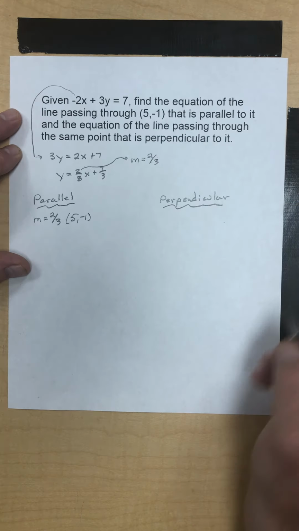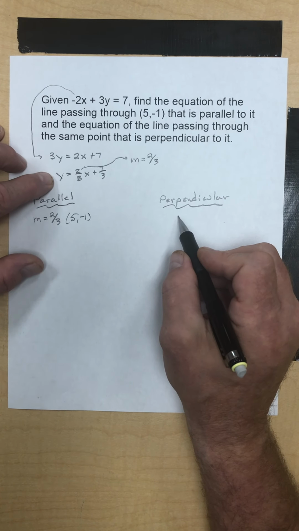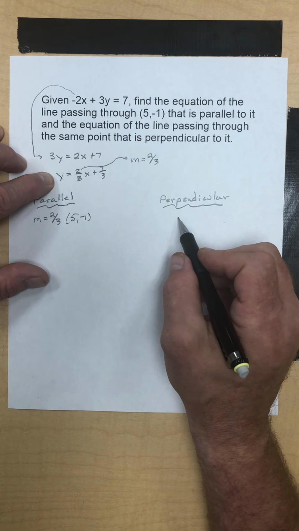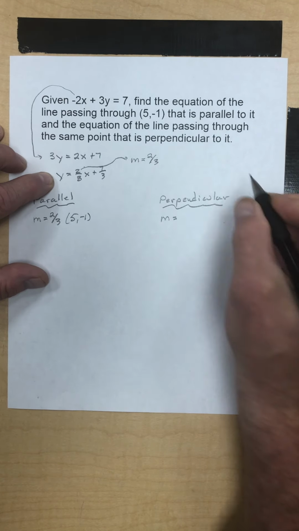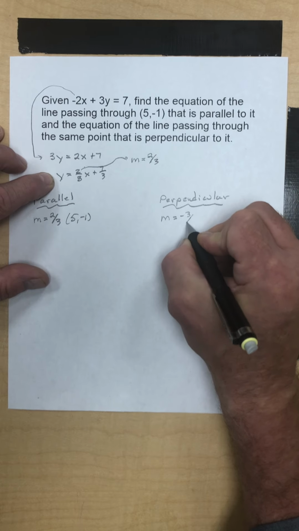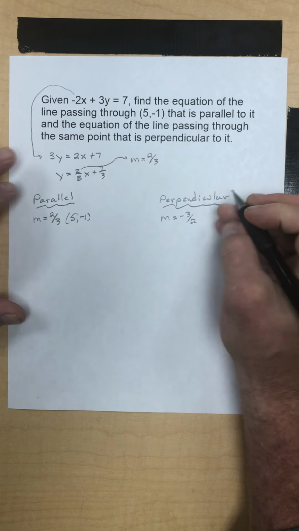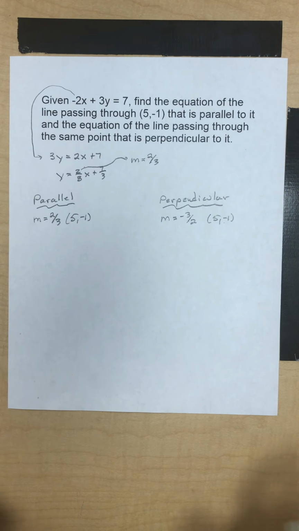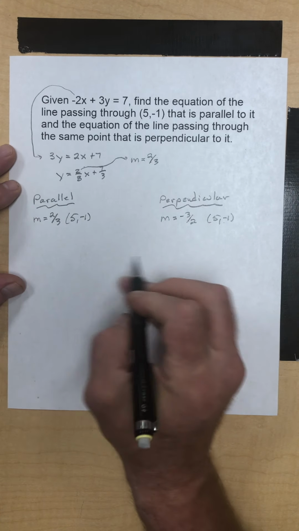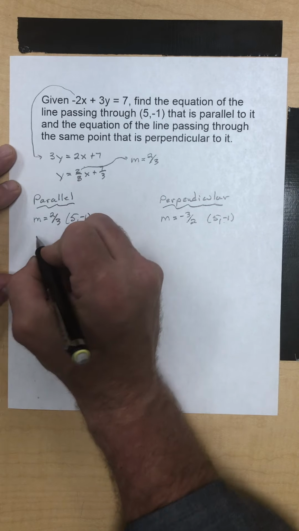If I'm looking for the equation of a line that's perpendicular to this line, its slope has to be the opposite reciprocal. The opposite reciprocal of 2 thirds would be negative 3 halves, but again, it's going through the same point, 5, negative 1. It doesn't ask me specifically what form it wants the equations in, so once again, I'm going to go to slope-intercept form.